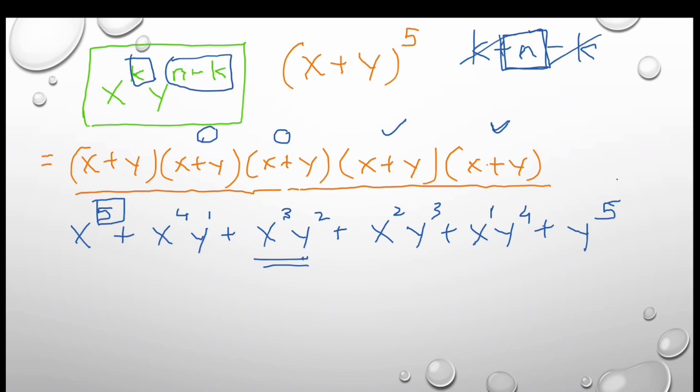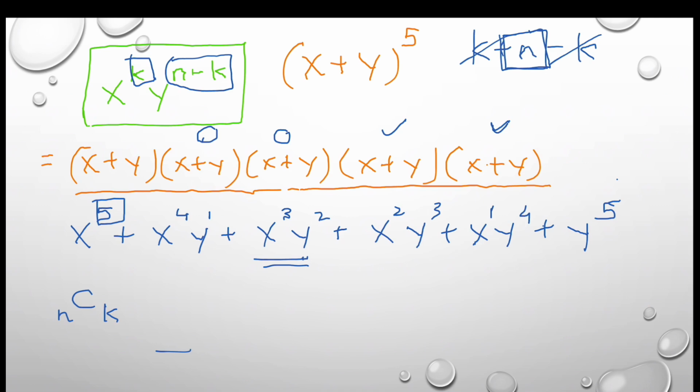It counts how many times x to the power 3 times y to the power 2 will appear. How many ways can you make x to the power 3 into y to the power 2, which is exactly given by the second step, which is the nCk. Now I hope things are clicking for you.